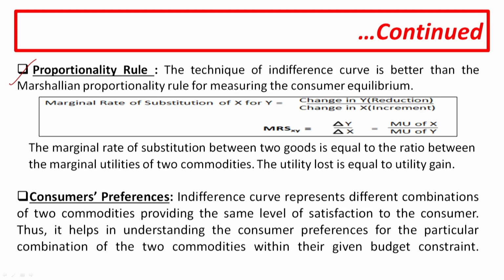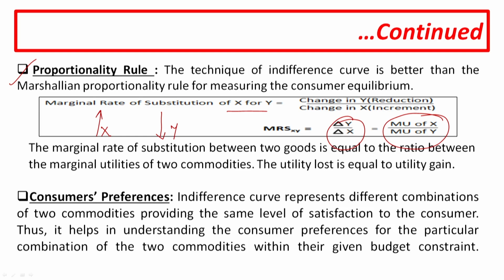The marginal rate of substitution of X commodity for Y is change in Y upon change in X, that is delta Y upon delta X, and it is equal to marginal utility of X upon marginal utility of Y. That means when you are increasing the consumption of X, you have to reduce the consumption of Y.